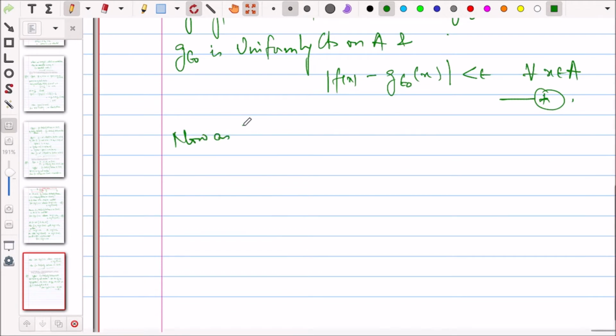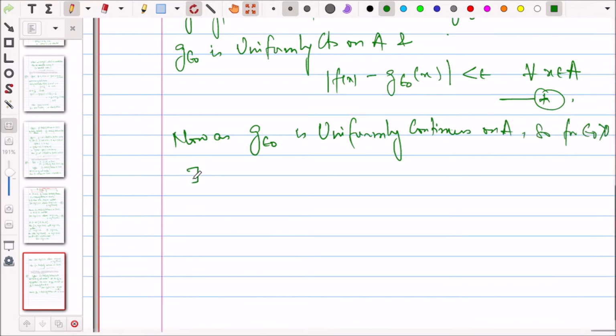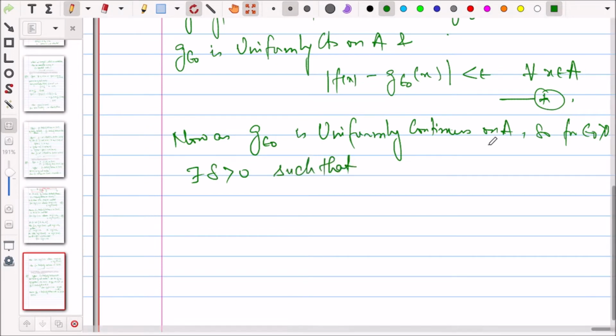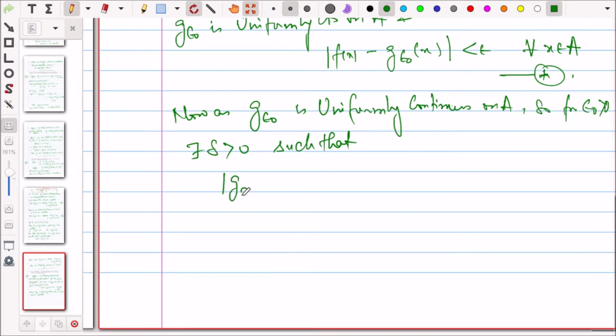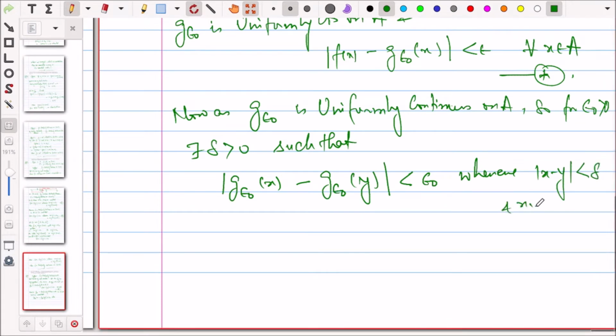Now as g epsilon naught is uniformly continuous on A, so for epsilon naught greater than 0 there exists delta greater than 0 such that |g epsilon naught x minus g epsilon naught y| is less than epsilon naught whenever |x minus y| is less than delta and x, y belong to A. So mark this as double star.